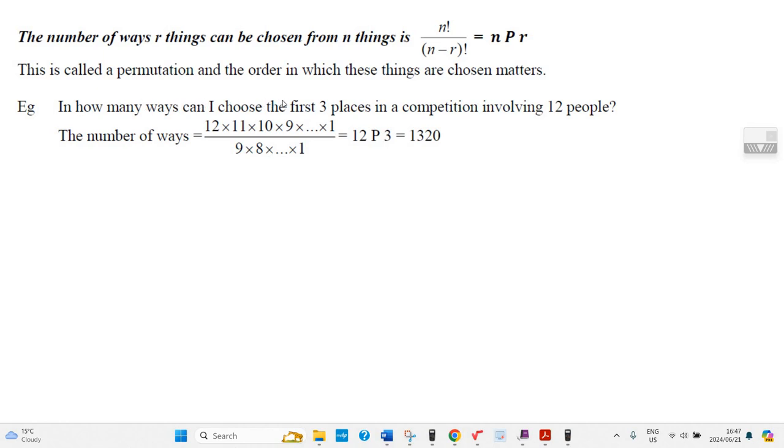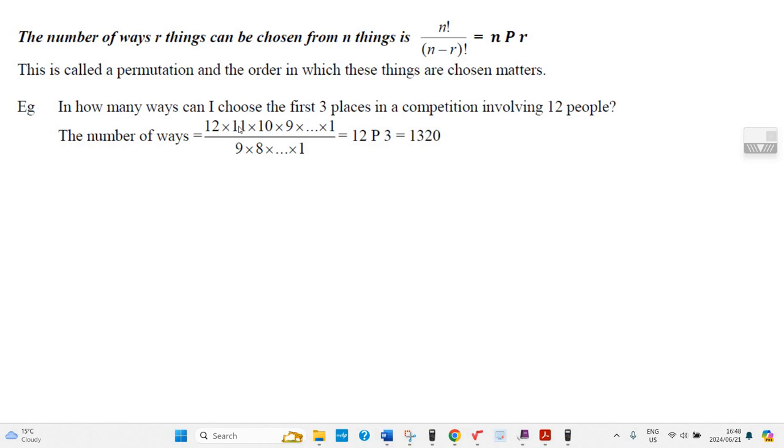How many ways can I choose 3 places in a competition involving 12 people? So you've got 12 different people. How many different arrangements of 3 can I make? Well, you need to think about how many ways can you arrange 12 people, and we know that. There's 12 choices, 11 choices. It's 12 factorial. But you have to divide, because you've only got 3 places. You go 12 minus 3, that is 9 factorial, so all that cancels.